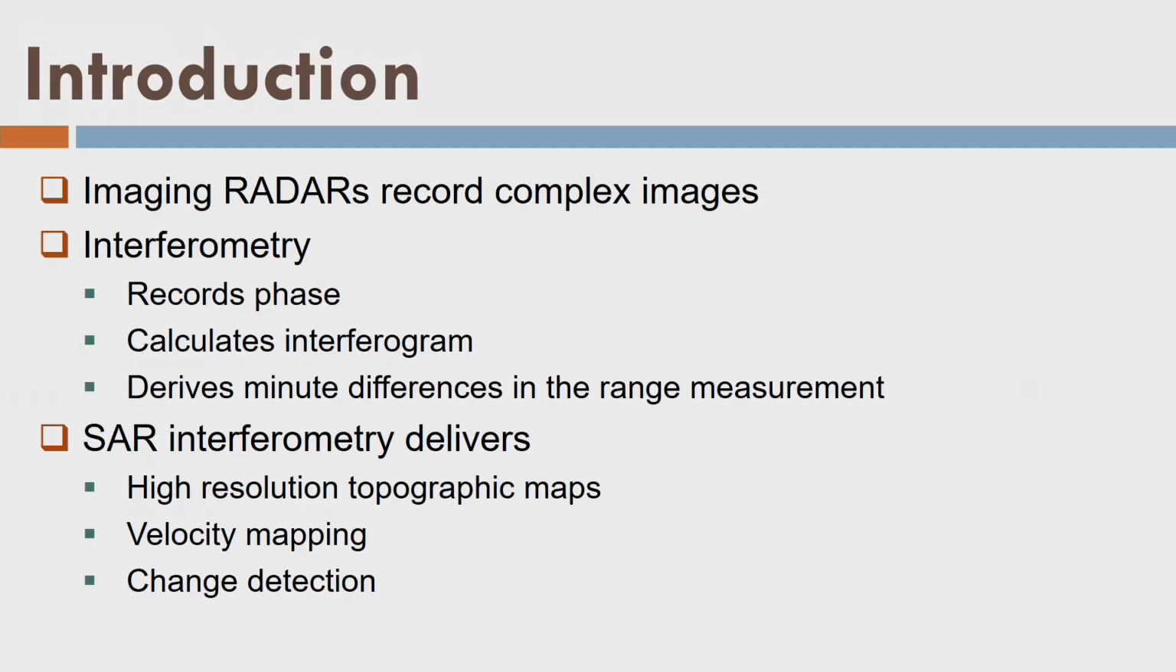Let us introduce what radar interferometry is. As I told you, radar records complex images. In interferometry, we record the phase, and using the phase we calculate the interferogram, which we are going to discuss as we proceed. The interferogram is then used to derive minute differences in the range measurement. That's the logic here. SAR interferometry can deliver high resolution topographic maps. It can be used for velocity mapping and also for change detection. We are going to learn all this in this lecture.